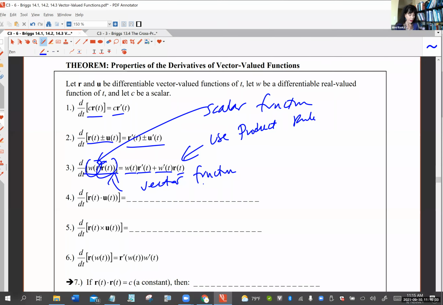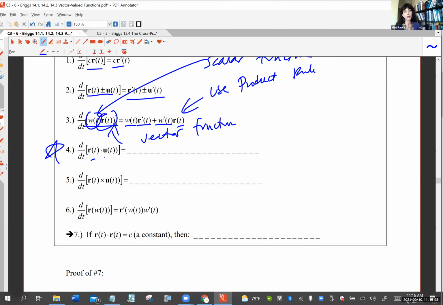Okay. Now, in number 4, we are looking at the derivative of a dot product. Ooh, what the heck? Product rule: r of t dot product with u prime plus r prime dot product with u. So we just use the product rule again and carry through the dot product.